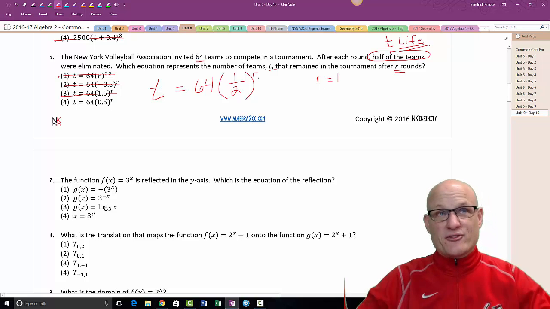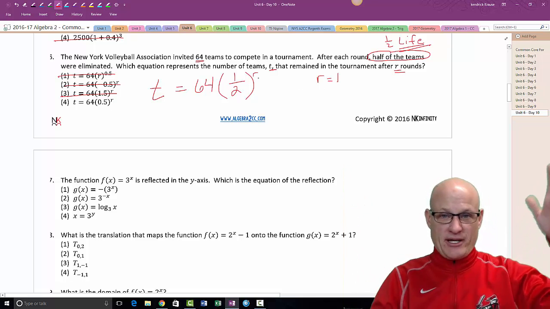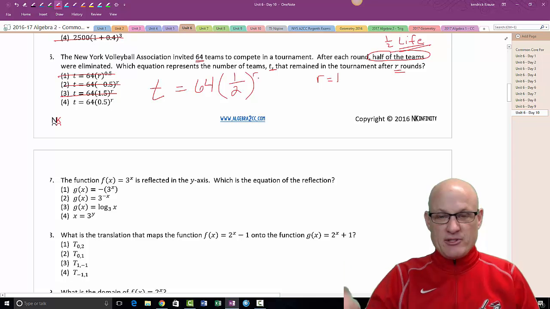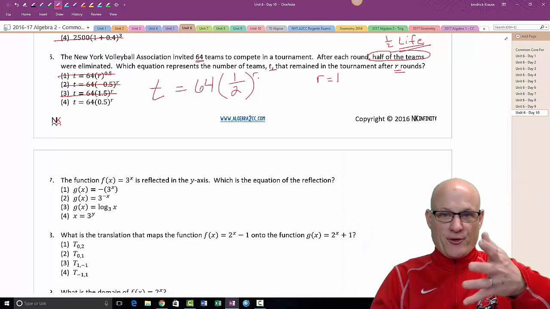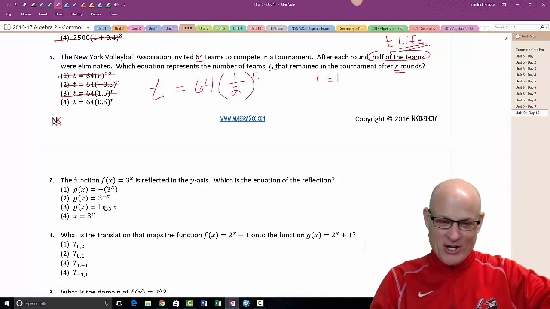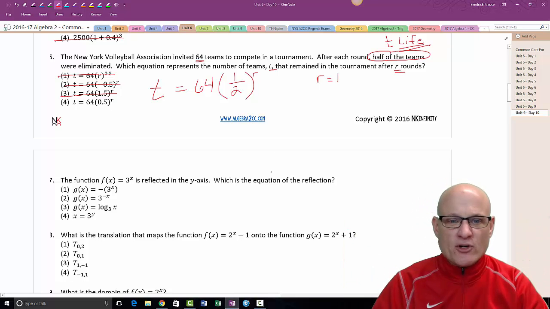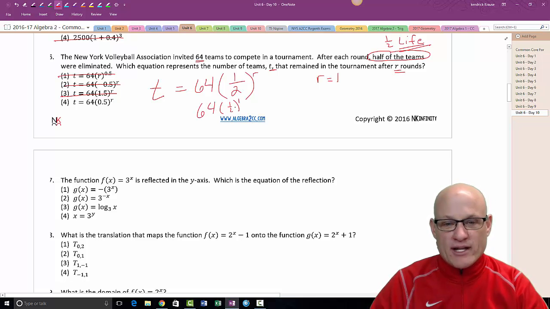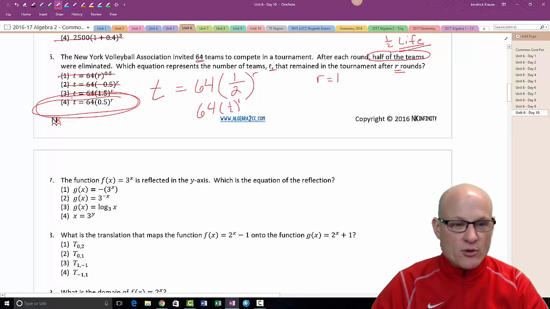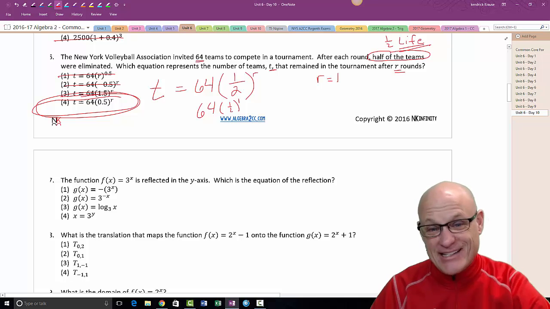After round 1, that would be 32 teams playing 32 teams. That means you're going to have 32 winners and 32 not winners, otherwise known as losers, but they're gone. So you have 32 teams. If I put 1 in here, I'd say 64 times 1/2 to the 1. Well, that's just half of 64, which is 32, and that's this one right here, choice 4. So that was kind of tricky and kind of easy at the same time.